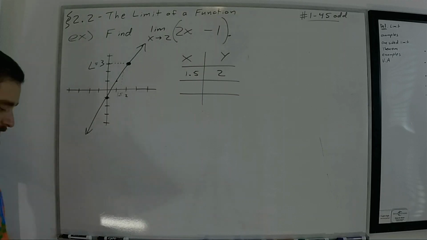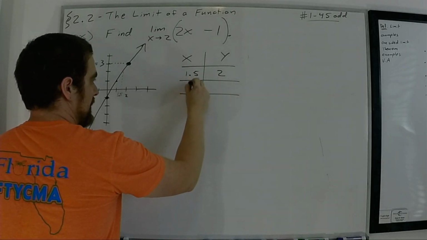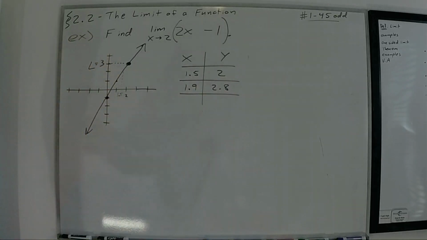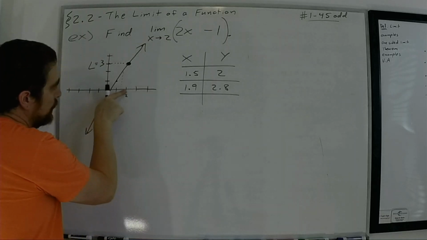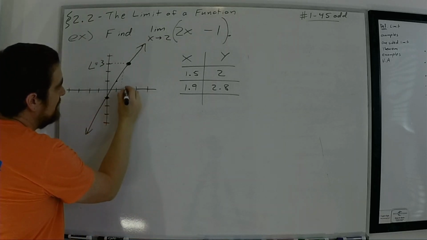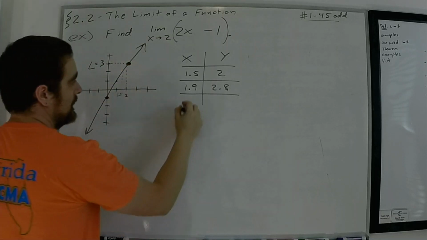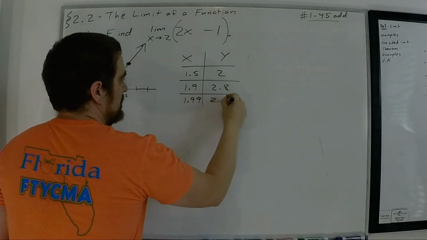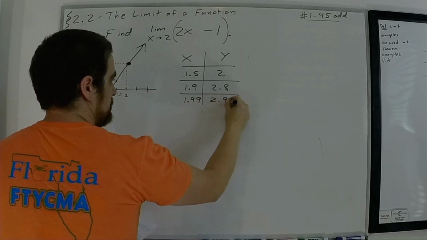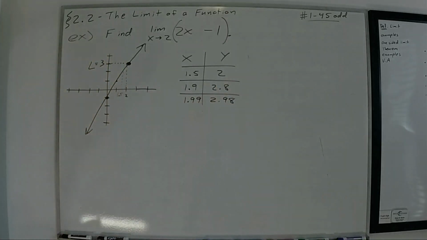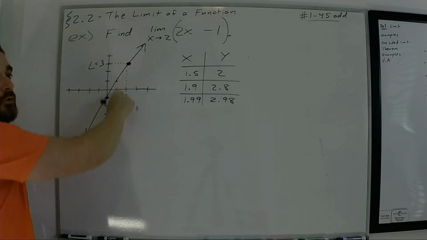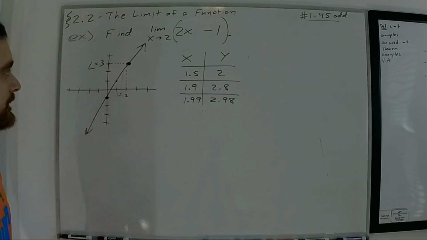Well, let's get a little closer. Let's plug in 1.9. And I already went ahead and did some of these on a piece of paper just to speed things up. I get 2.8. Let's get even closer. Let's go to 1.99 and see how close we get to this L. And we do. We get 2.98. But that's just from one side. Who's to say that when we get to 2, we're not up at some value 100? I mean, clearly we're not.